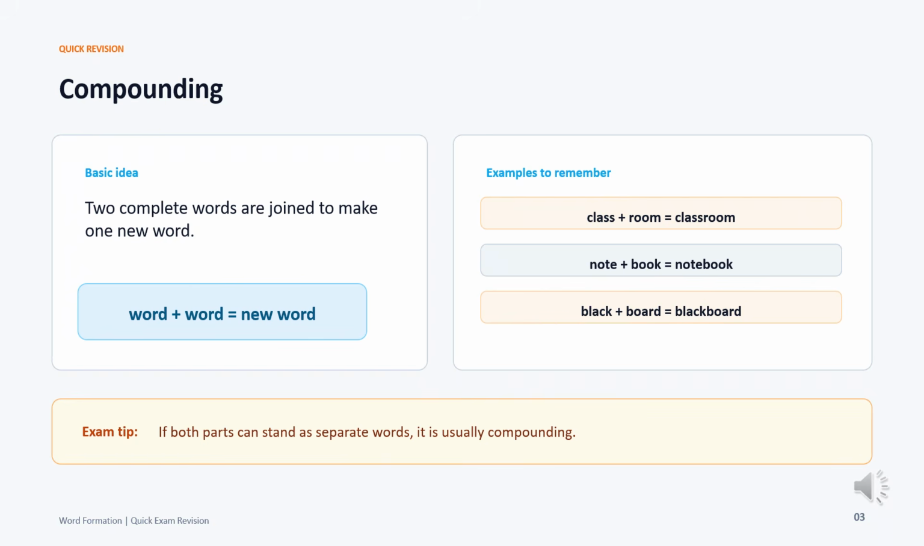So compounding. Compounding happens when two complete words are joined to form a new word. For example, class plus room becomes classroom. Similarly, note plus book becomes notebook. Black plus board becomes blackboard. The important point is that both parts can usually stand independently as one single word. So if you see two meaningful words coming together to make a new word, you'll have to identify it as compounding.